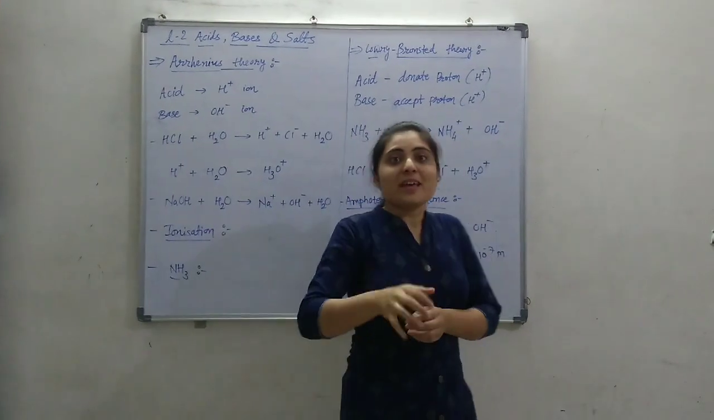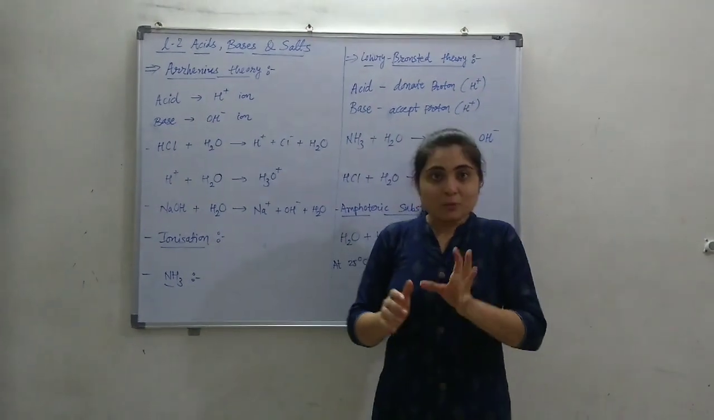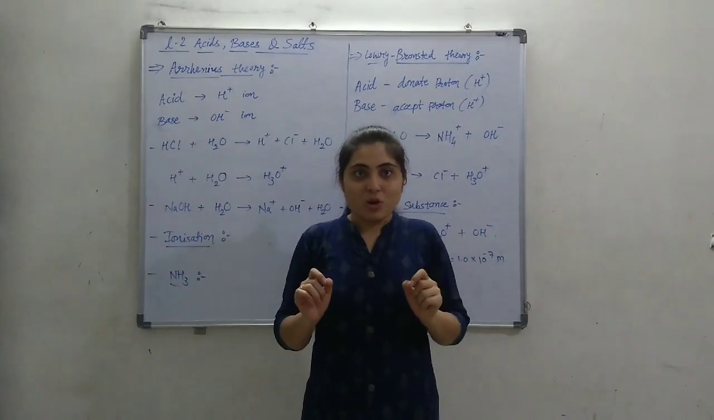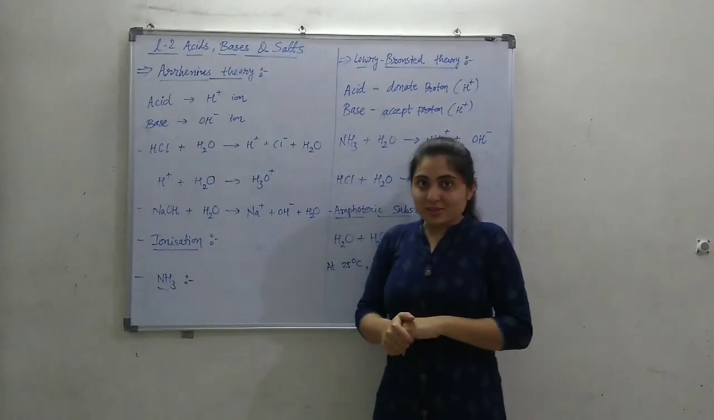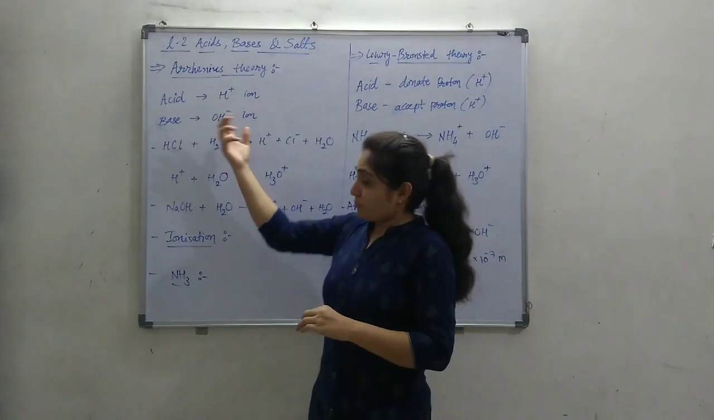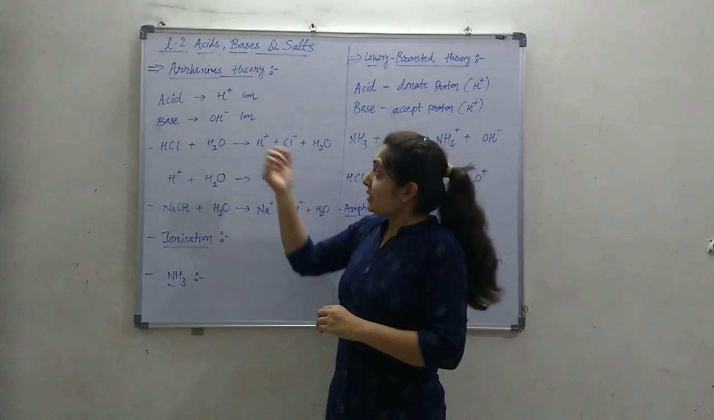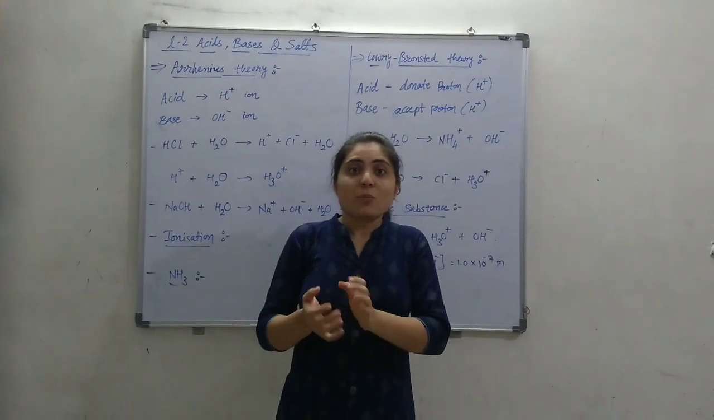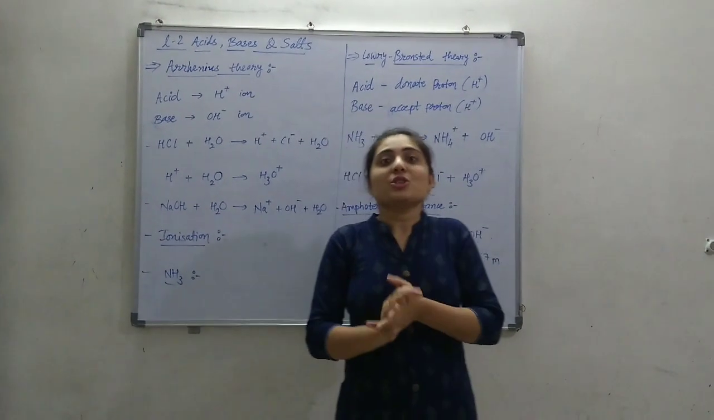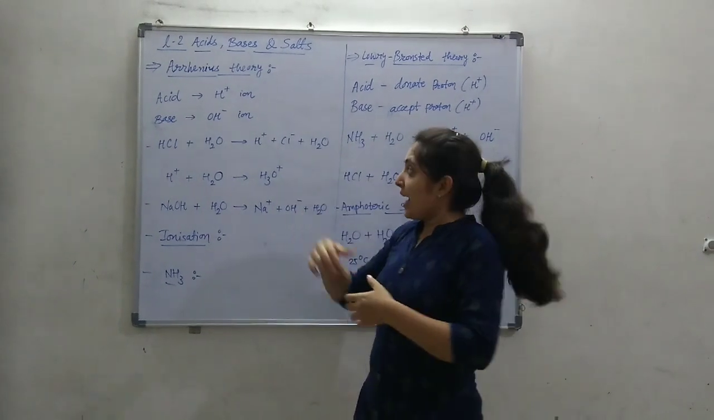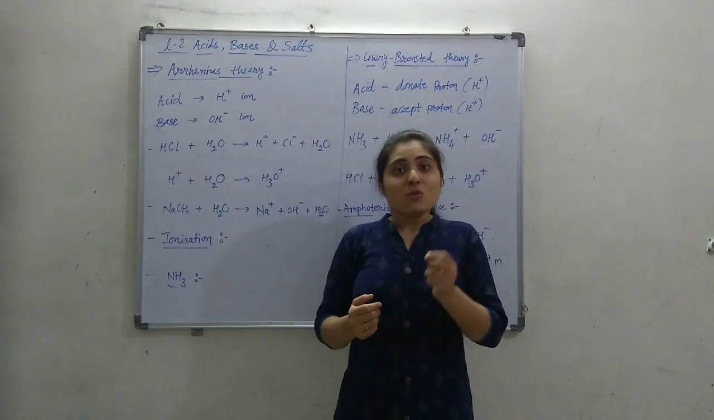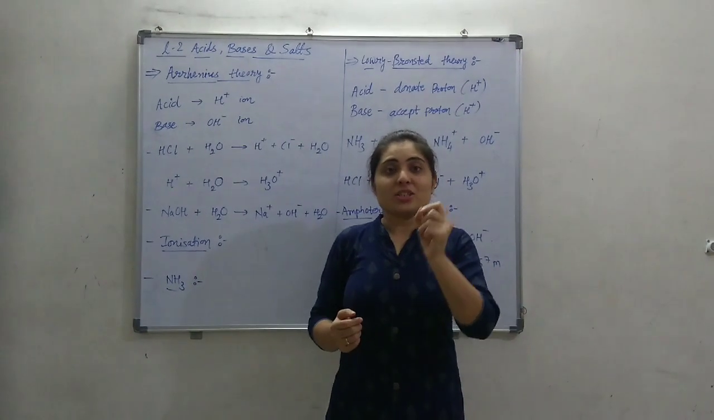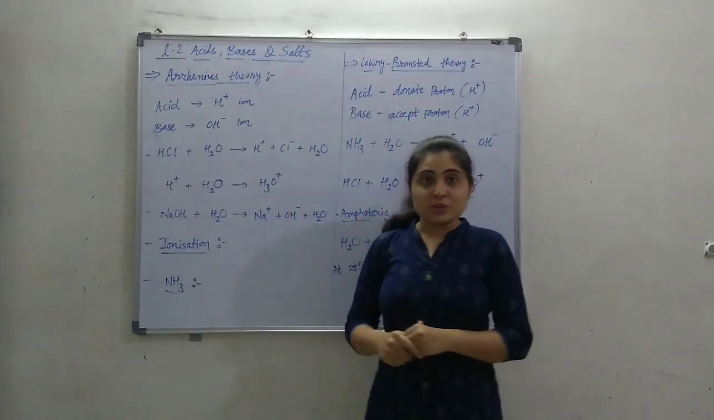During this ionization of the substance, when positive and negative ions are separated by the water, if we get H plus as a positive ion, then that substance will be the acid. And a base is a thing where we get OH minus, that is hydroxide, OH negative ion, from its substance.